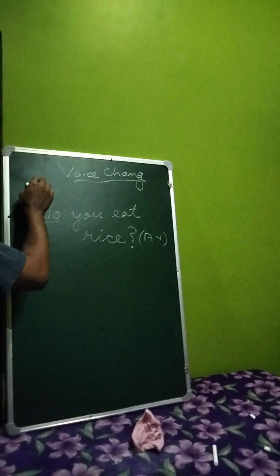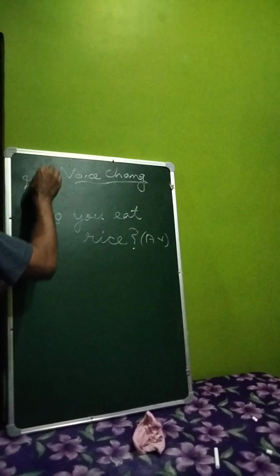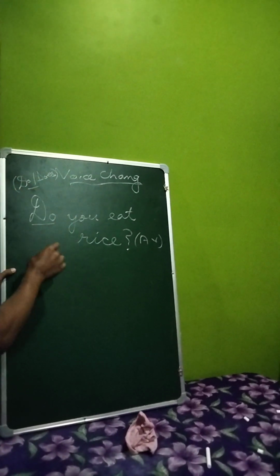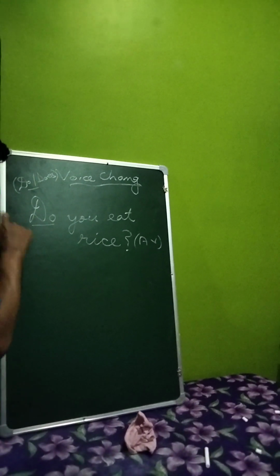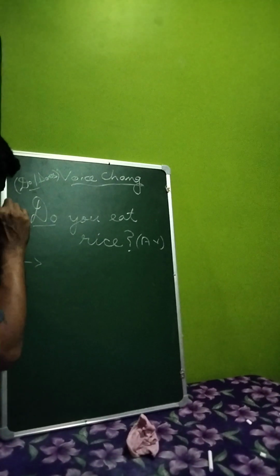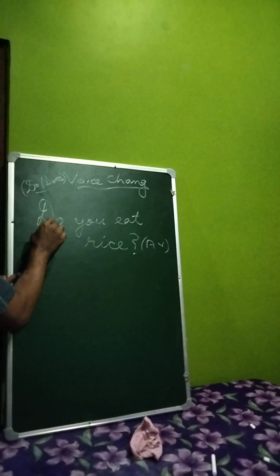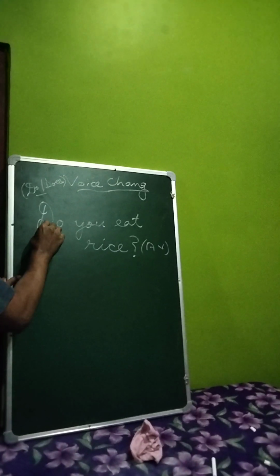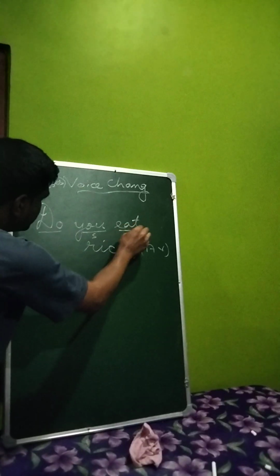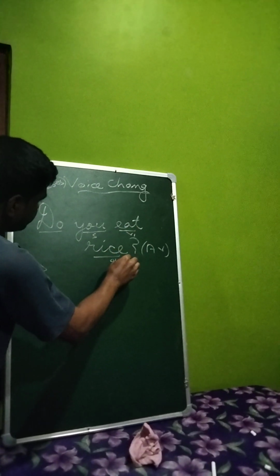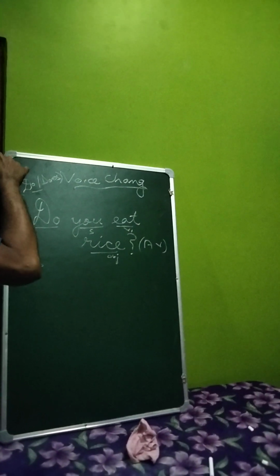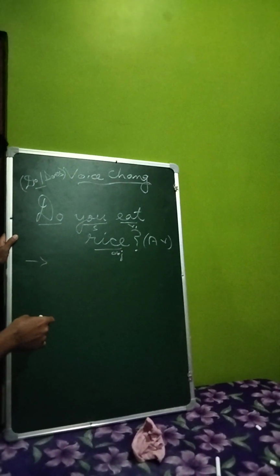I mean, the active voice sentence will be starting with do or does. Now this will be your active voice sentence, and you are to convert this active voice into passive voice. I mean, starting with the auxiliary verb, the interrogative sentence starts here. You see here, this is your subject, it is your verb 1, and rice is your object. Now how are you to change the voice from active voice to passive voice?